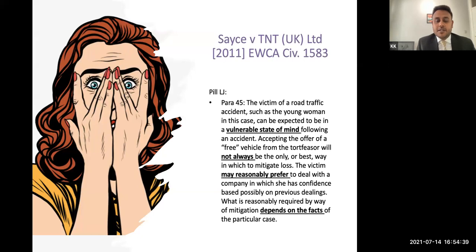And certainly in my experience, when litigating these matters, a claimant that comes across as vulnerable or confused or shocked, and therefore didn't know what to do with an intervention letter, can and has been seen to be acting reasonably, even where they choose to refuse that particular letter. And again, it was said in plain language there that the victim may reasonably prefer to deal with a company in which he has confidence, based possibly on previous dealings. Even where previous dealings are not concerned, the key point really is that of confidence.